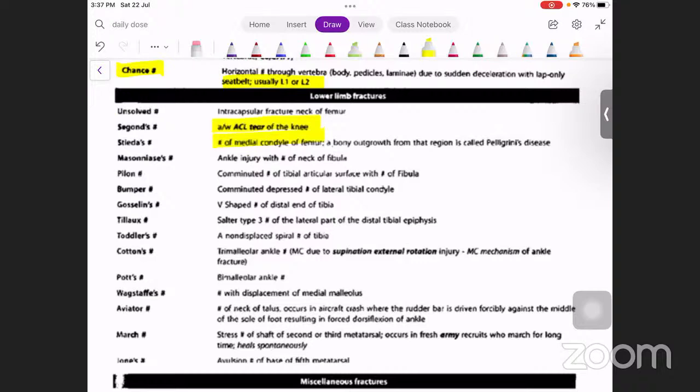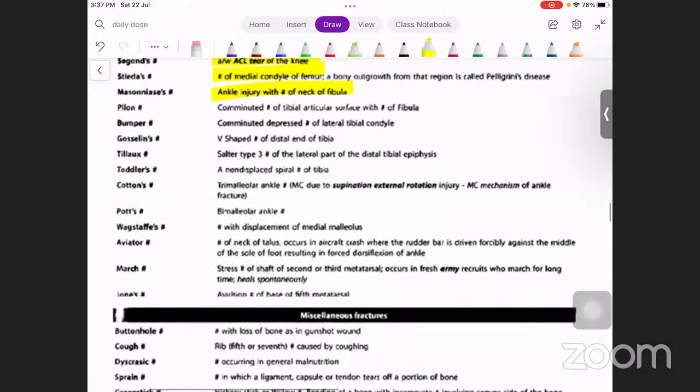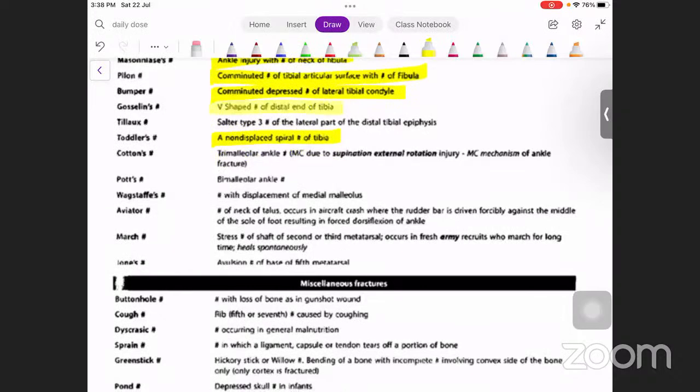And the ankle injury with fracture of neck of fibula is Maisonneuve's fracture. A non-displaced spiral fracture of tibia is toddler's, and a comminuted depressed fracture of lateral tibial condyle is bumper. Comminuted fracture of the tibial articular surface with the fibula is your pilon. Distal tibial fracture is Gosselin. Trimalleolar ankle fracture is your Cotton fracture. Bimalleolar ankle fracture is just your Pott's fracture.